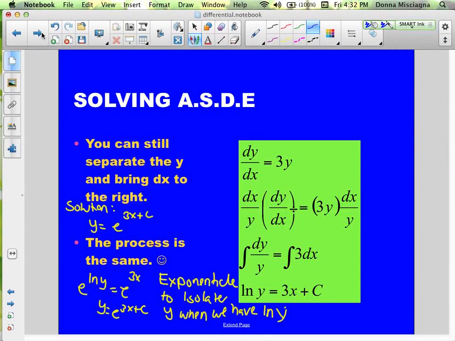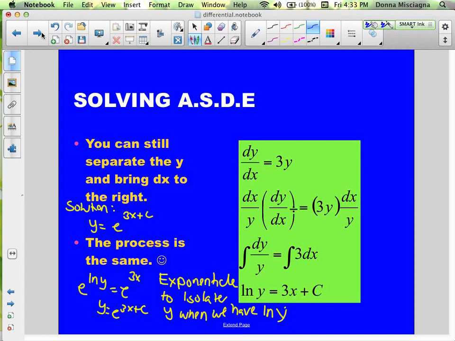I continued on. So let me start with the green, and then I'll move to the yellow writing where I finished it off. So we have dy dx equals 3y. All right? So we can divide both sides by y, and multiply both sides by dx. Right, so the dx's will cancel. So now I've got dy over y equals 3 dx.